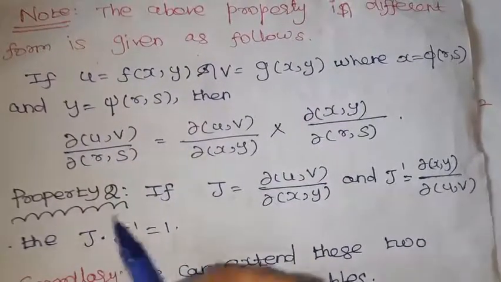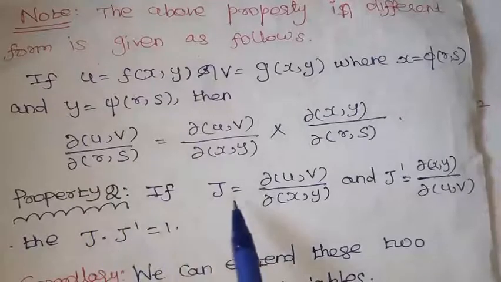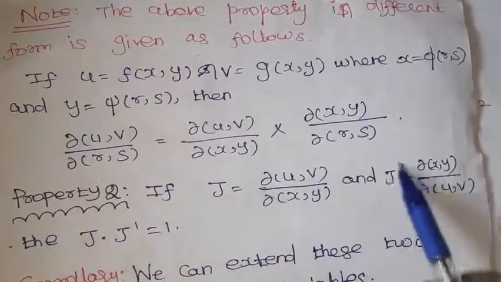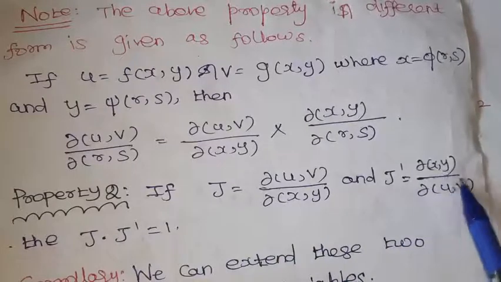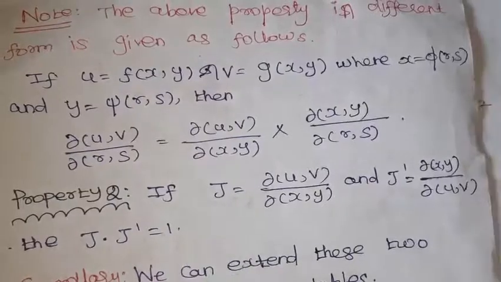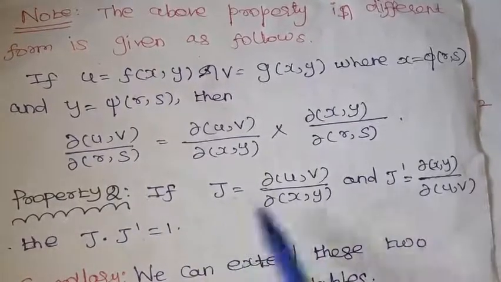Then what is property 2? If J is ∂(u,v)/∂(x,y) and J' equals ∂(x,y)/∂(u,v), then J into J' equals 1, which is nothing but the reciprocal of J.